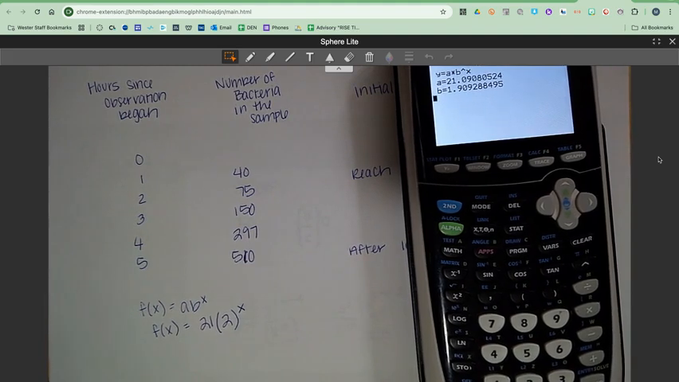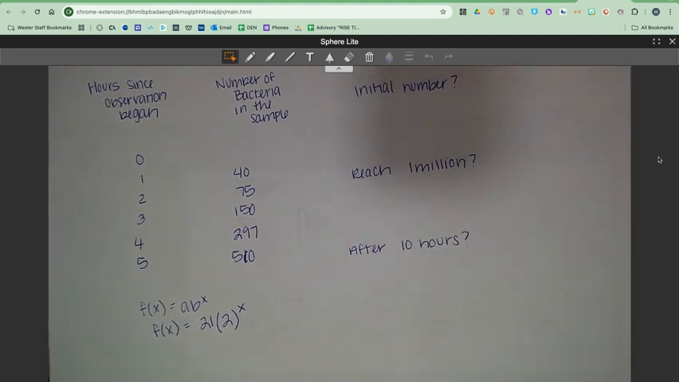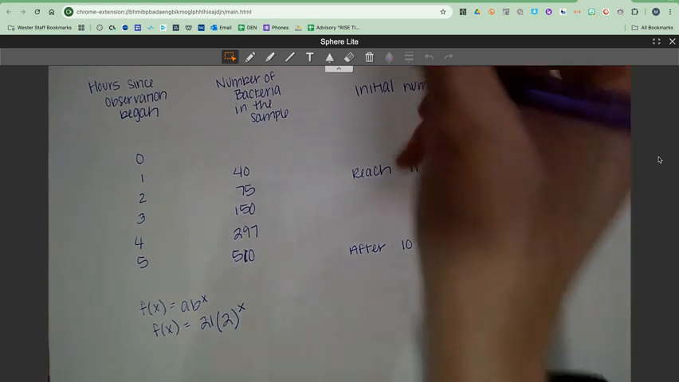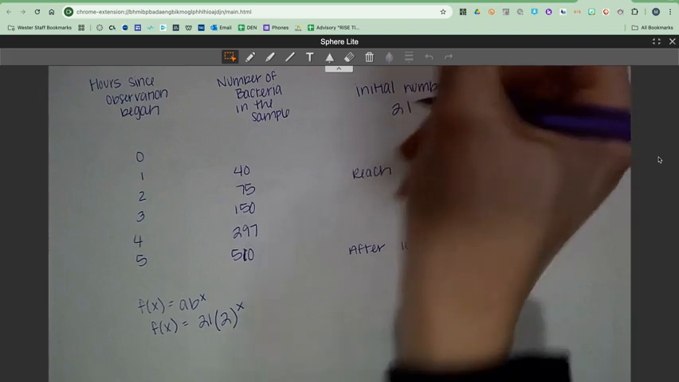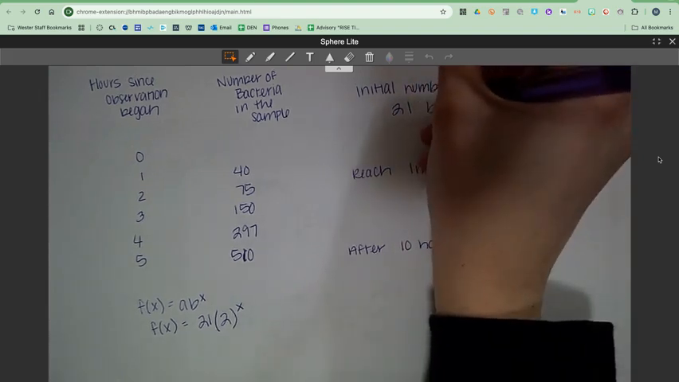Okay. So it asks for the initial value. Remember, our A value, or this first number here, is going to be our initial. So the initial number, I'm going to go ahead and say, was 21 bacteria.